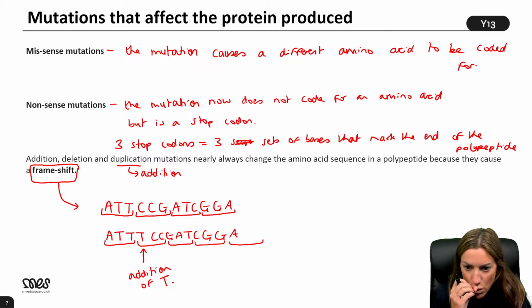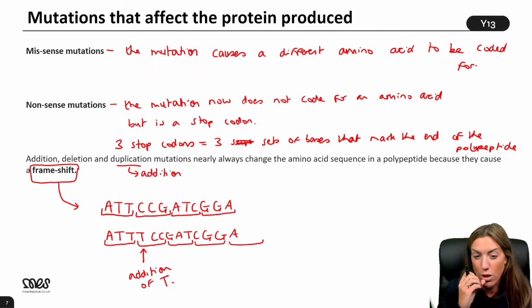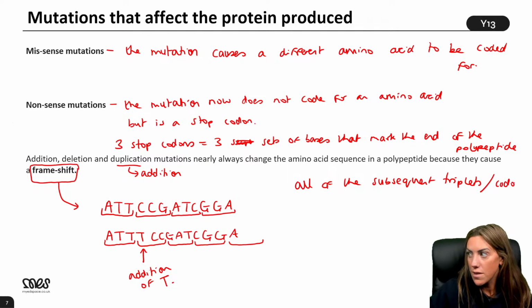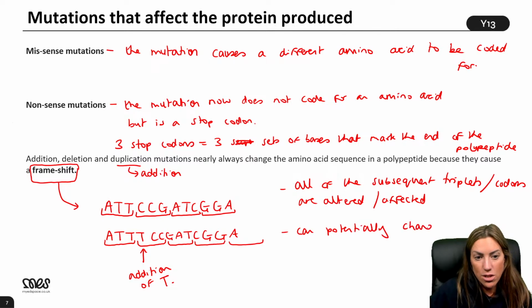Yeah, when the sequence of bases moves according to the number of bases added or removed. Yeah, that's not a bad definition either. Let me write this down. All of the subsequent triplets or codons are altered or affected. So it can potentially change all subsequent amino acids. When I say subsequent, I mean after the mutation.